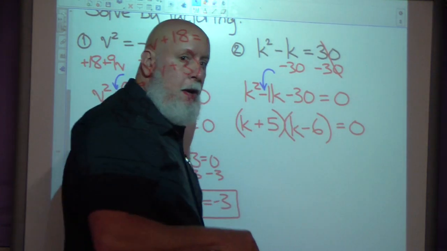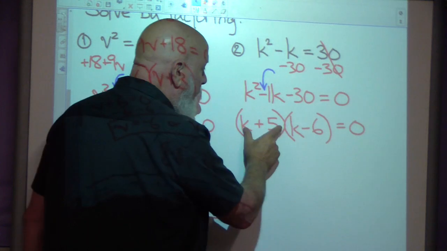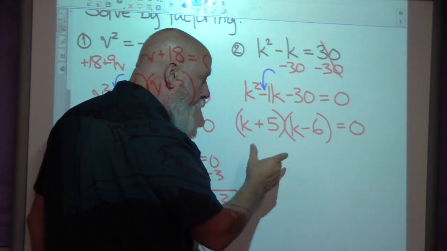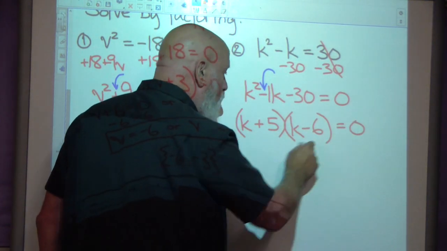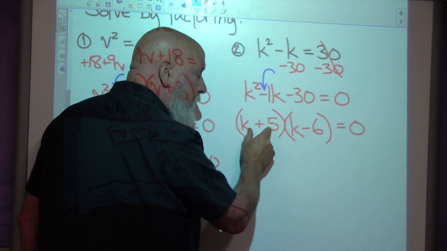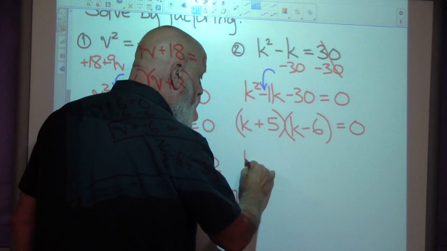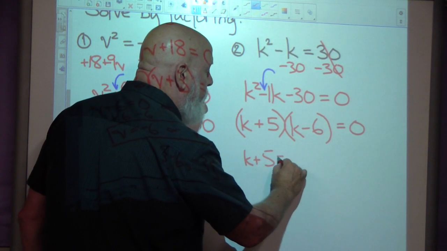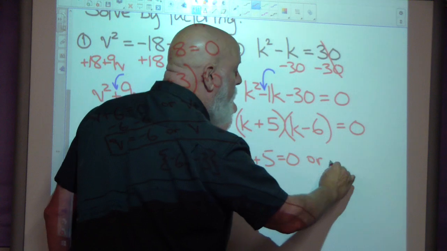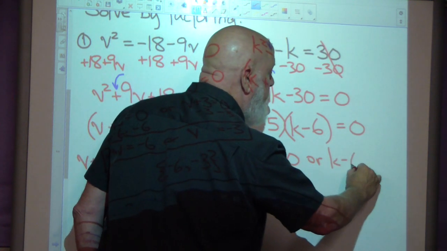Once it's factored, I can employ the zero product property. If these two factors that are multiplied together, if this times this is 0, then either this factor has to be 0 or this factor has to be 0. So I'm going to say, well, either k plus 5 is 0 or k minus 6 is 0.